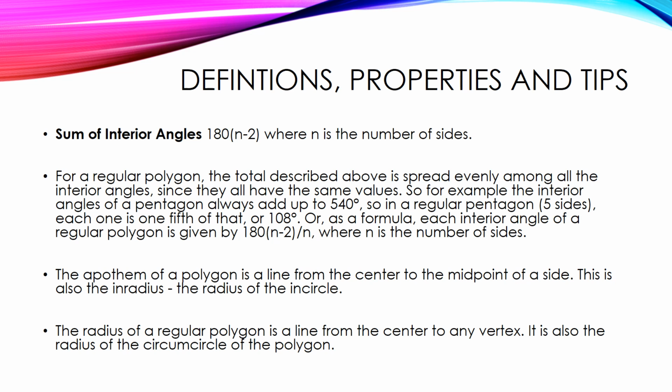The apothem of a polygon is a line from the center to the midpoint of a side. This is also the radius of the incircle. The radius of a regular polygon is a line from the center to any vertex. It is also the radius of the circumcircle of the polygon.